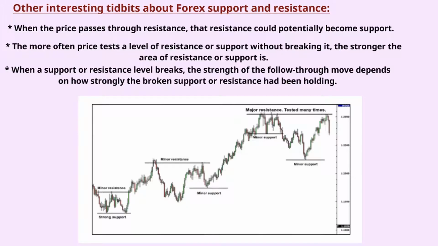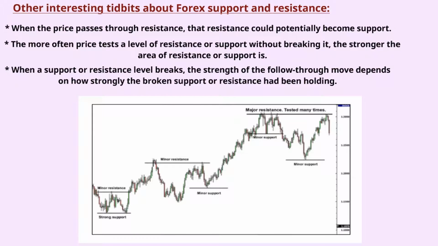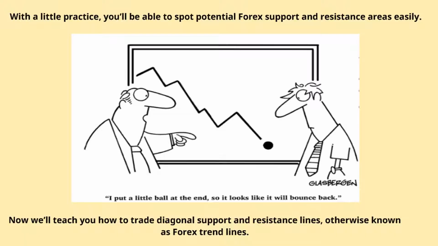Other interesting tidbits about Forex support and resistance. When the price passes through resistance, that resistance could potentially become support. The more often price tests a level of resistance or support without breaking it, the stronger the area of resistance or support is. When a support or resistance level breaks, the strength of the follow-through move depends on how strongly the broken support or resistance had been holding. With a little practice, you'll be able to spot potential Forex support and resistance areas easily.